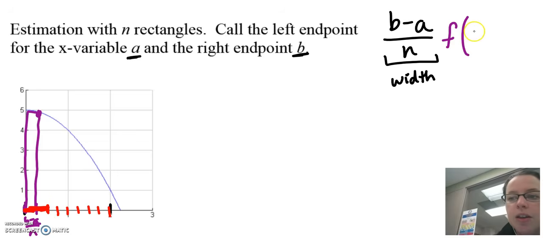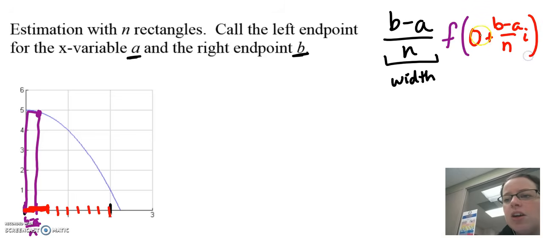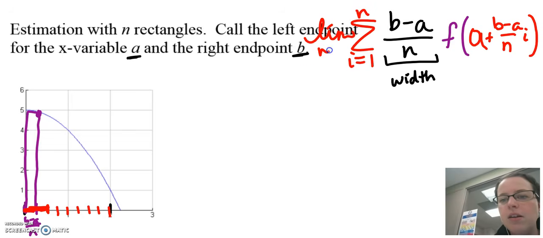So I'm starting at 0 still, and I'm going to add to it the width of a partition times i. Now, in this case, I started at 0, but in our general case, we'll start at our left bound, which is a. Well, how many rectangles did I want? I wanted an infinite amount. So from i equals 1 until n, and I'll throw that limit in front of it.